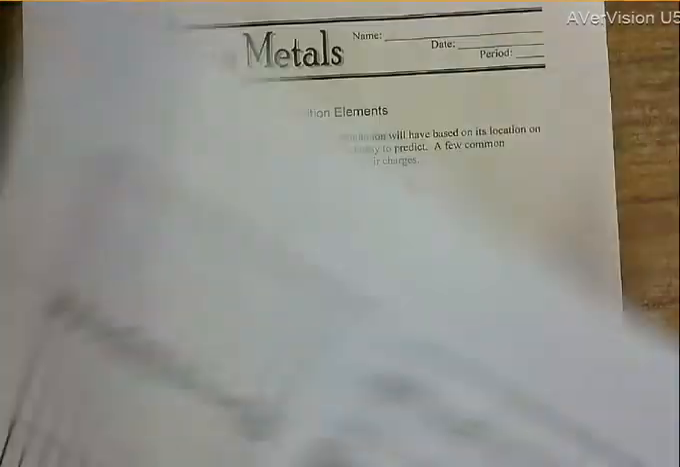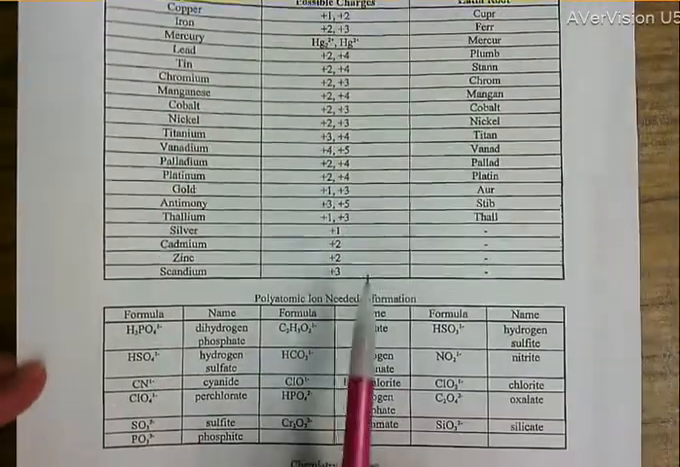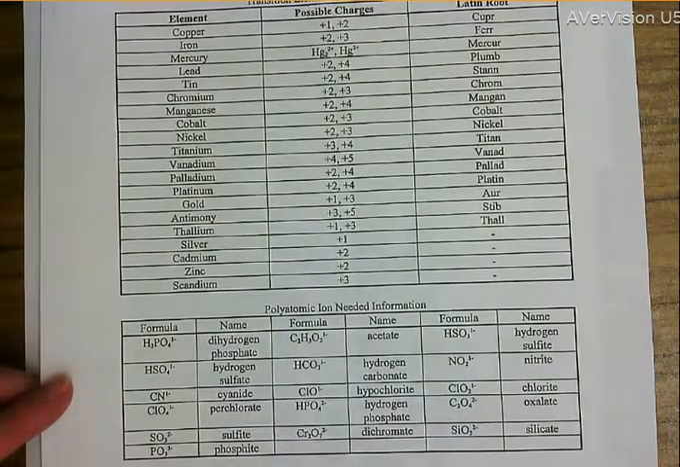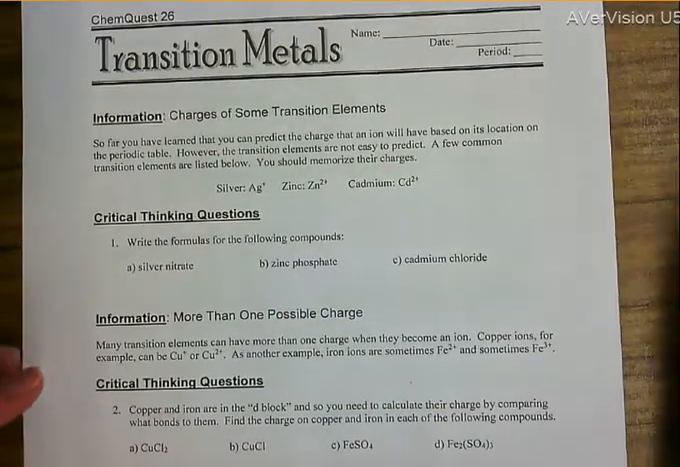Now, they tell you to memorize them. But notice here, I have silver, cadmium, and zinc on your helper sheet for you. So it's not something you have to memorize.